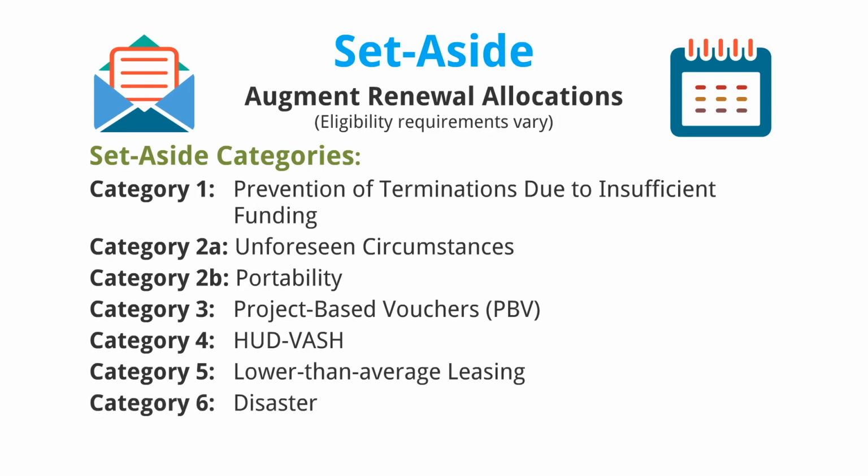Category 6. Disaster. The PHA must have experienced increased cost or loss of units in an area for which the President declared a disaster under Title IV of the Robert T. Stafford Disaster Relief and Emergency Assistance Act in the previous or current calendar year.